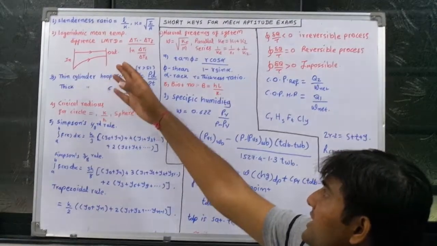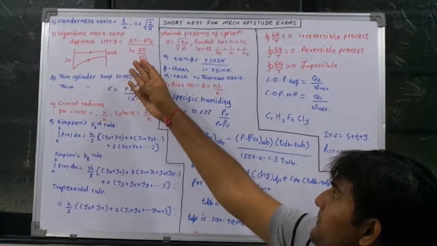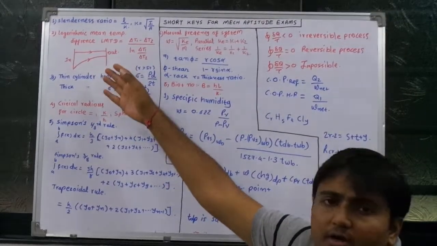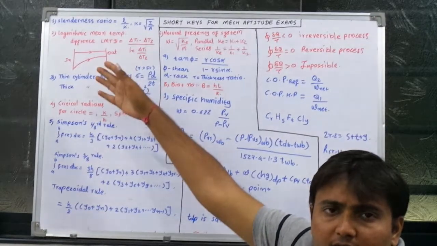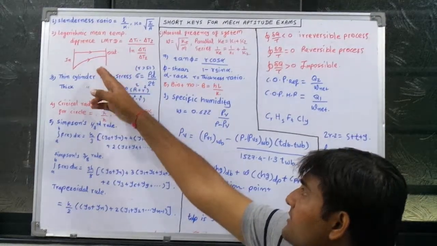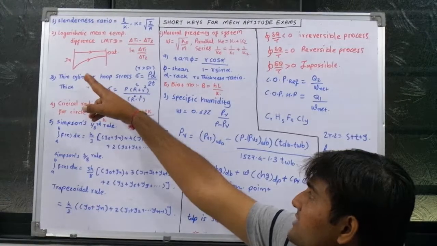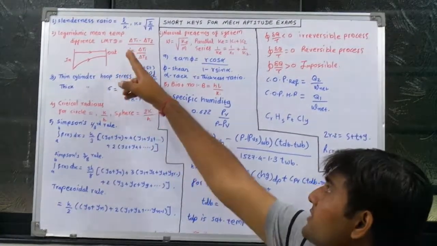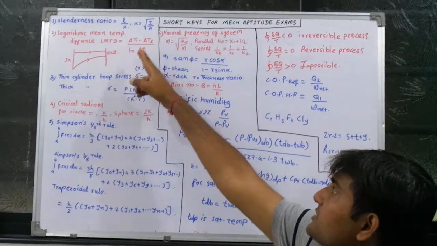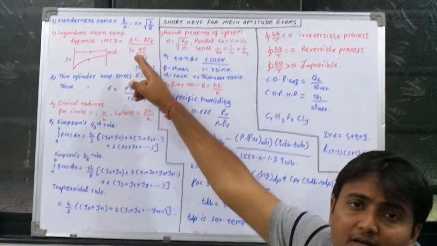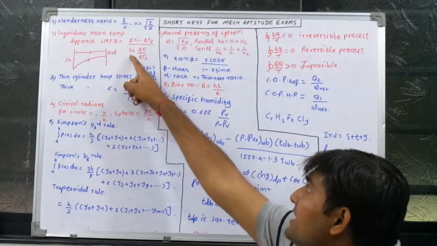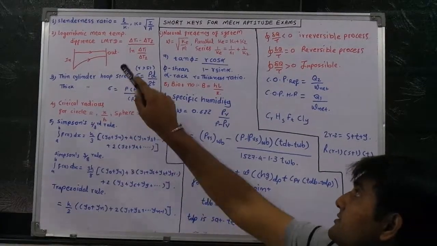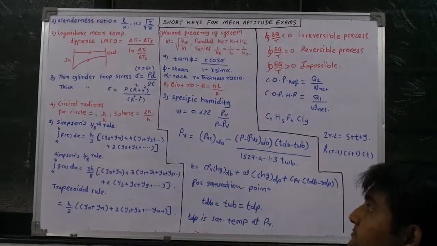Second one is LMTD, the logarithmic mean temperature difference. Here there are two kinds of flow, parallel flow and counter flow. For the diagram, the left hand side temperature difference will be taken as delta T1 and the right hand side temperature difference will be taken as delta T2. So the equation is delta T1 minus delta T2 divided by ln of delta T1 divided by delta T2. Mind well, it is ln, it is not log base 10.